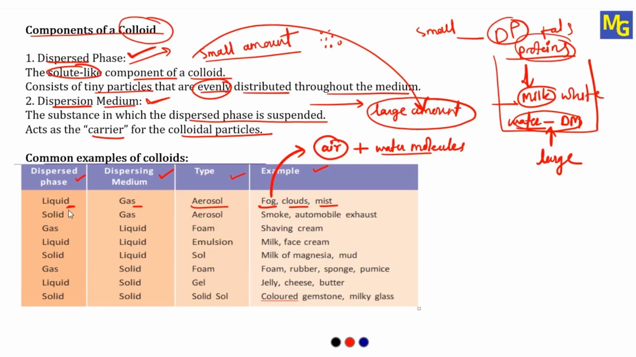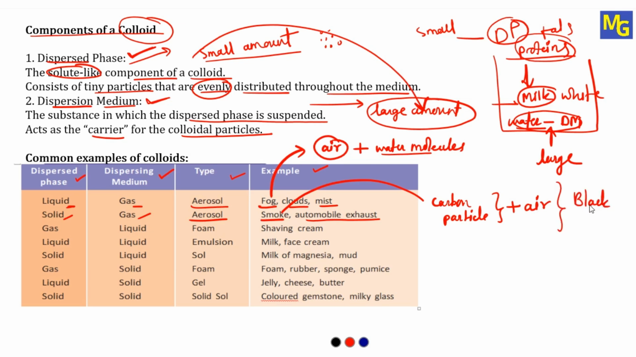Then when the dispersed phase is solid and the medium is gas, it is again called aerosol, and the examples are smoke, automobile exhaust. What is smoke? Smoke is nothing but a small amount of carbon particles. Remember, smoke is a small amount of carbon particles mixed in air. That's why the air will become black. You may have seen the smoke coming out from industries. That smoke is coming due to the burning of fuel. So when you burn fuel, or from automobile exhaust, a small amount of carbon, sulfur, etc. will mix in a large amount of air. And this is also called aerosol.